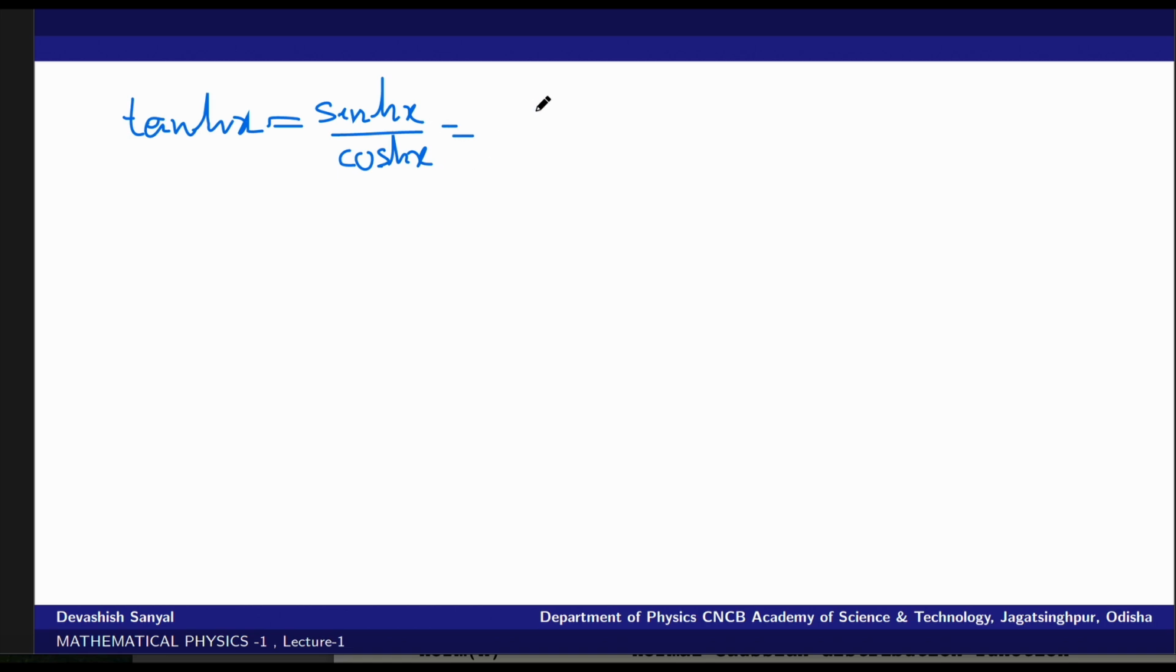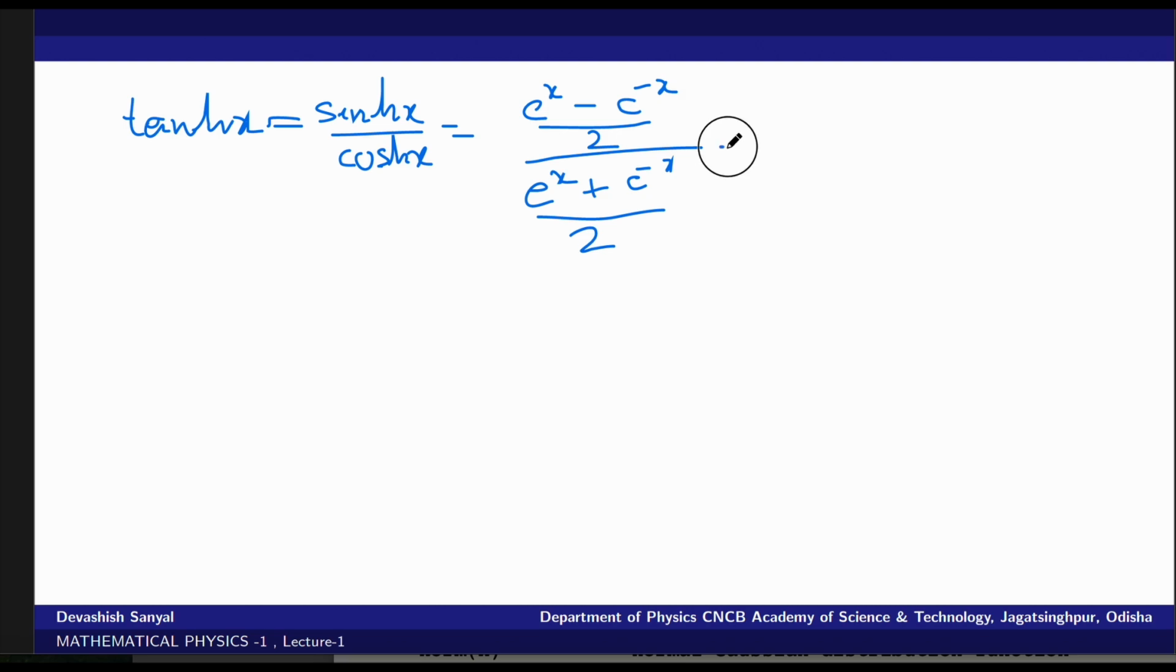And if we remember the definition, tan hyperbolic x is (e to the power x minus e to the power minus x) by 2, divided by (e to the power x plus e to the power minus x) by 2, which can be written as e to the power x minus e to the power minus x divided by e to the power x plus e to the power minus x.